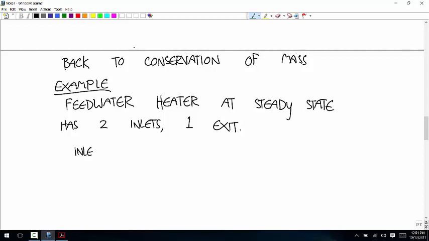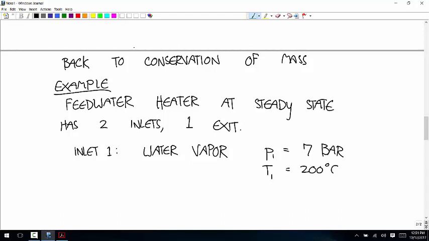Inlet 1 is water vapor. And at inlet 1, there's a pressure of 7 bar, a temperature of 200 degrees Celsius, and a mass flow rate, m1 dot, of 40 kilograms per second.